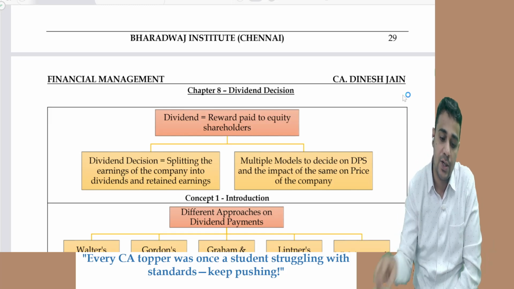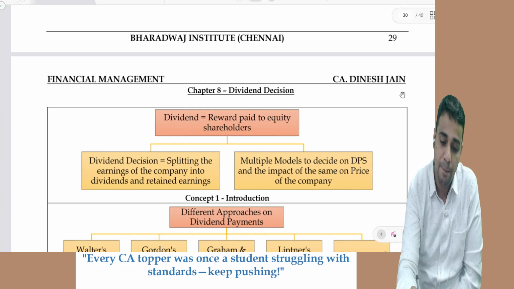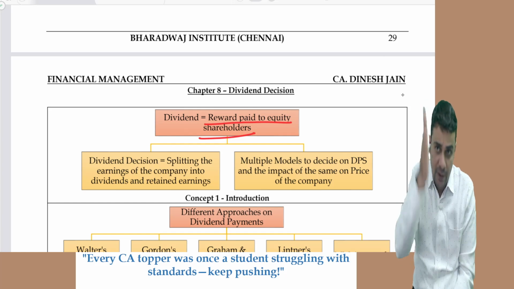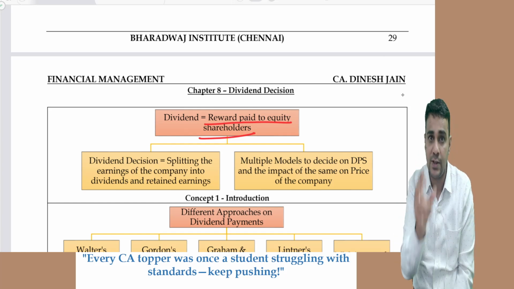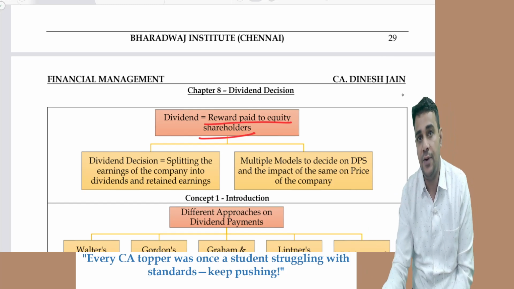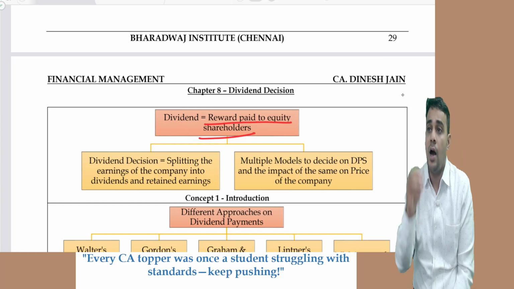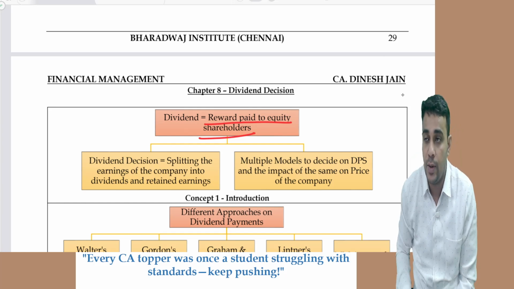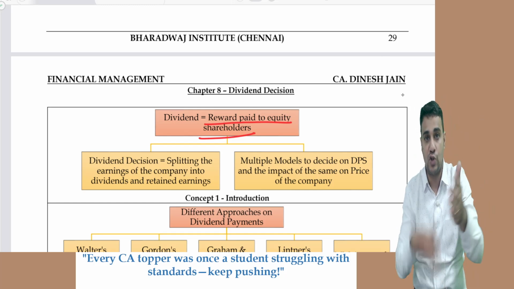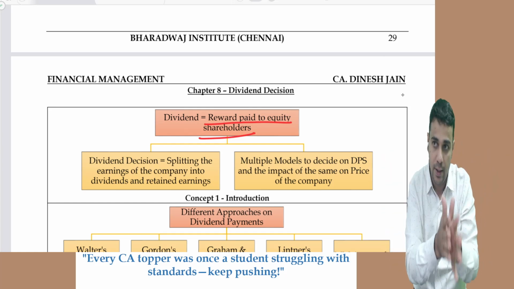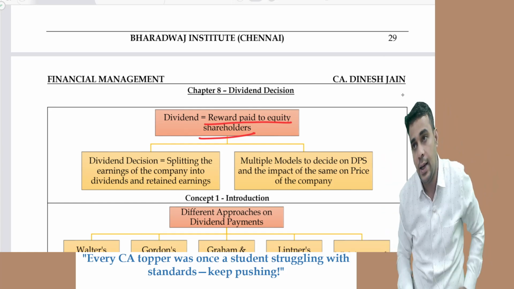So the dividend is the reward which I pay to my equity shareholders. And the dividend decision is splitting the profits earned into two parts. What are the two parts? Dividends and retained earnings. So in this chapter, we are going to analyze how much the dividend payout should be. The objective is to split the total earnings into two parts. Part one is called dividends. Part two is called retained earnings.